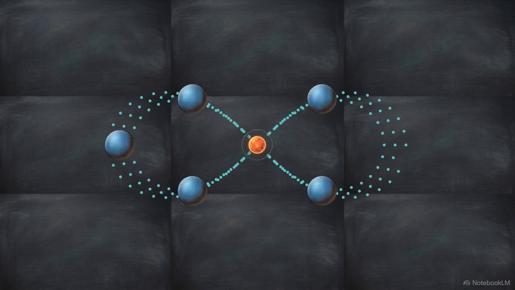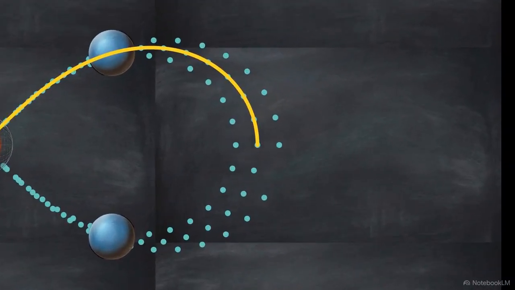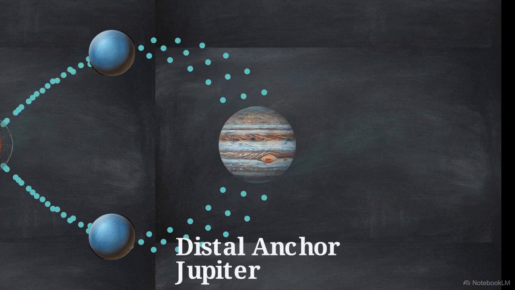If we track the energy flow to the primary distal node on the far side of the figure-8, directly opposite the Sun, we find a specific structural anchor. This distal anchor point is Jupiter.